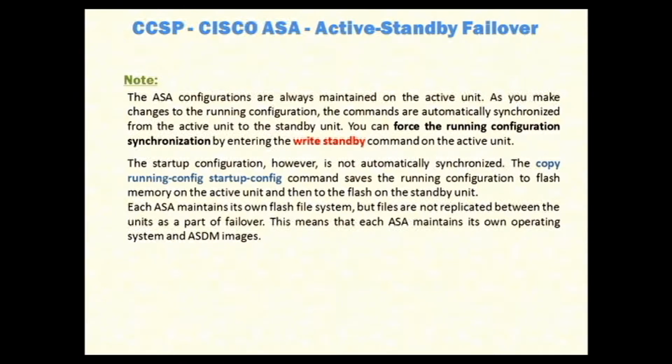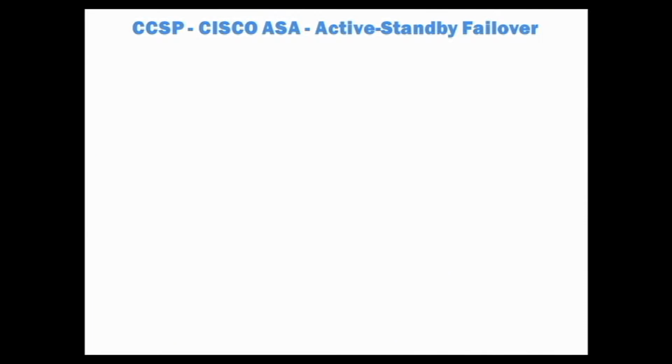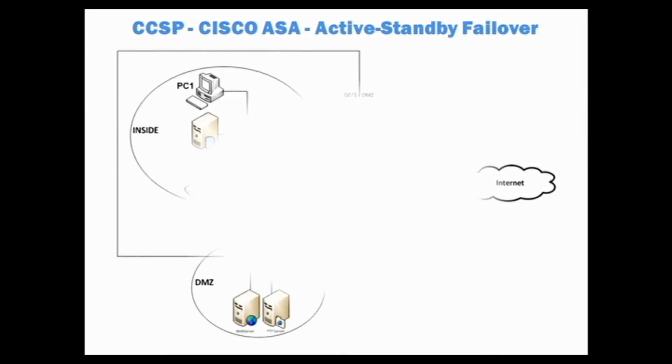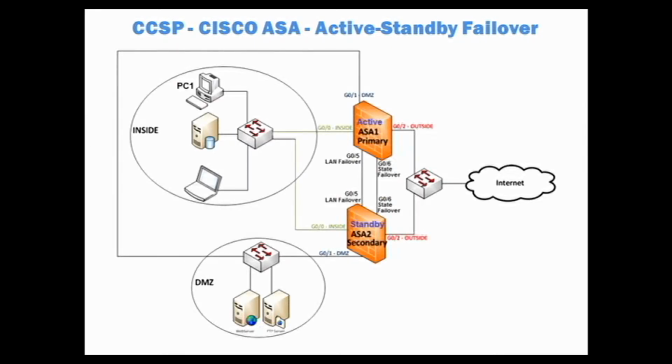Each ASA maintains its own flash file system, but files are not replicated between the units as a part of failover. This means that each ASA maintains its own operating system and ASDM images. Now I will go to the lab to do the configuration using CLI.